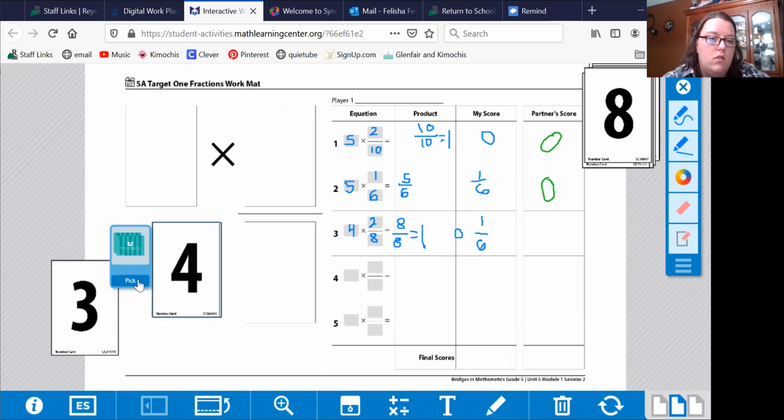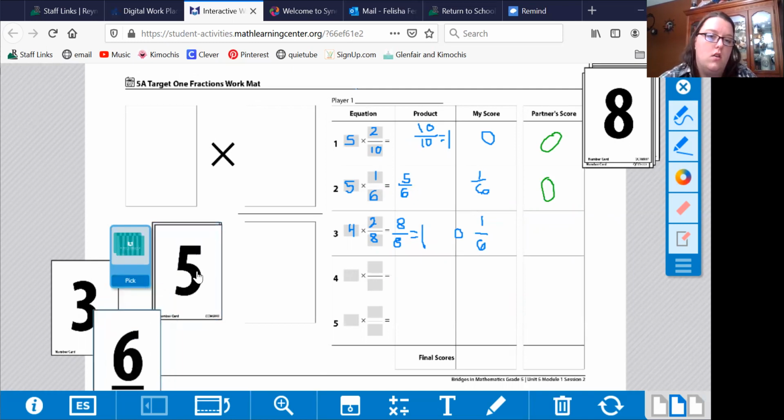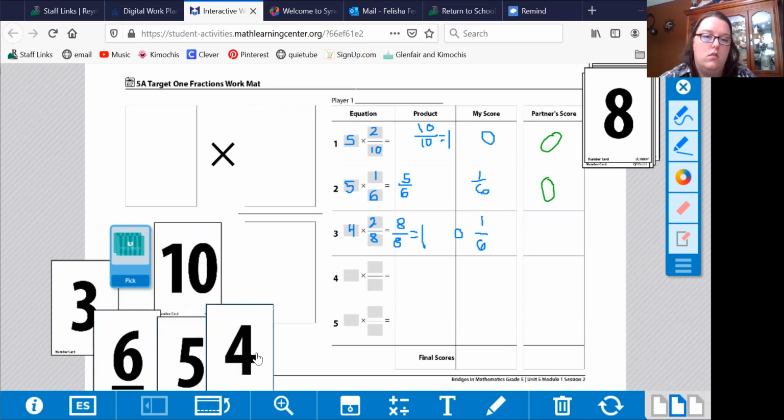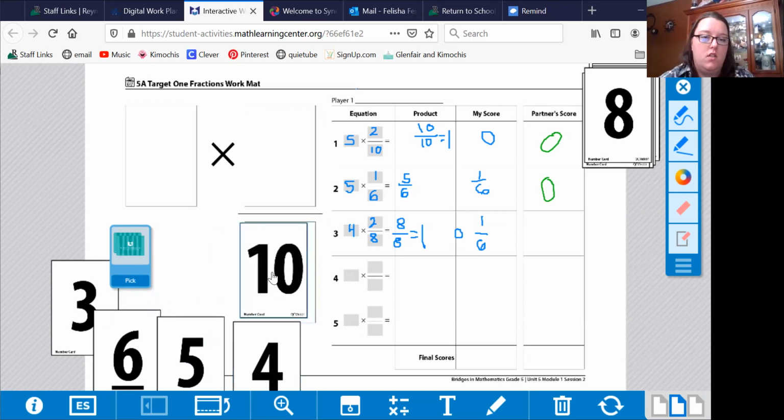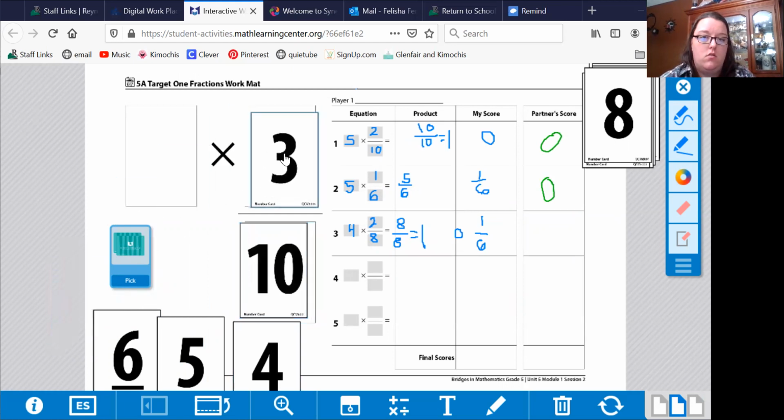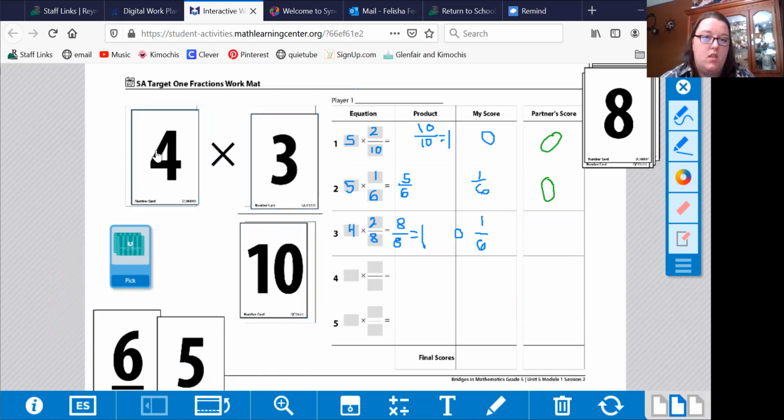So 1, 2, 1, 2, 3. Uh-oh. All right, pick my biggest denominator, my 2 smallest cards. Because none of these are going to get me real close. So I'm going to do 4 groups of 3 tenths.